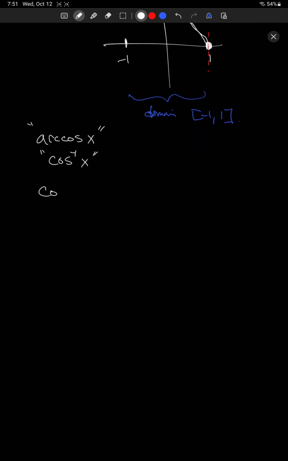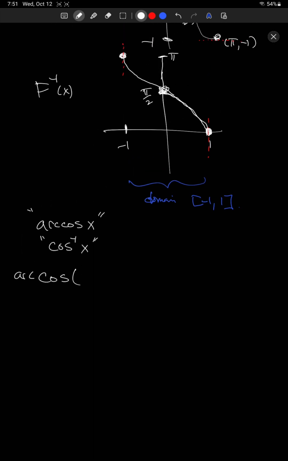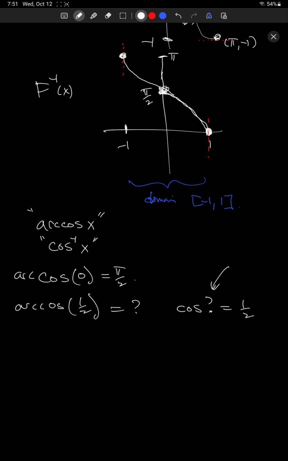And of course, in terms of values, arc cosine of, let me just do an easy one here, of 0 is pi over 2, right? Arc cosine of, let's say, 1/2, is equal to what? Well, if we're not sure, we think about this as cosine of what is equal to 1/2? Cosine of, hopefully we've memorized this, pi over 3 is 1/2. And so therefore, arc cos of 1/2 is pi over 3.